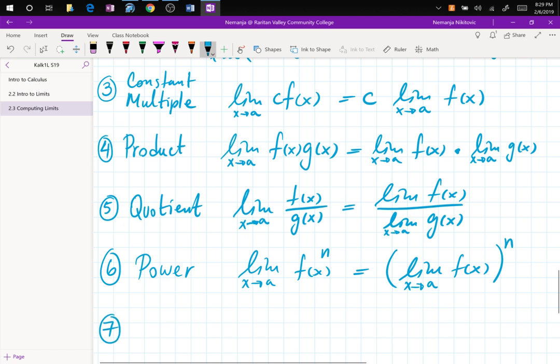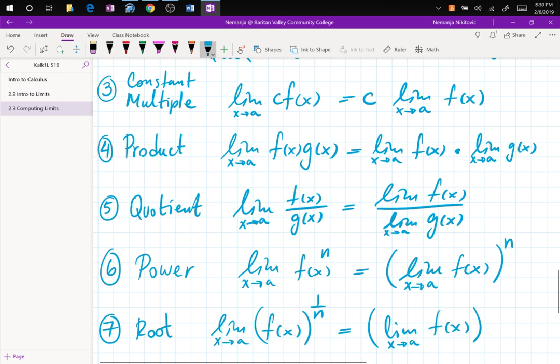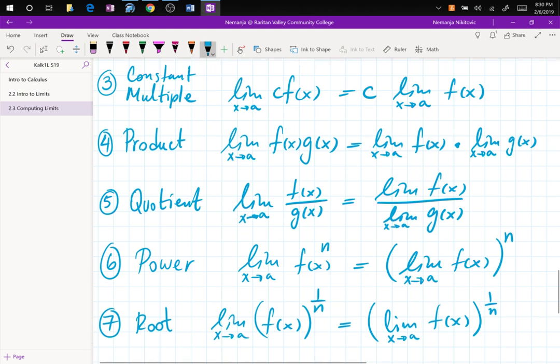Now I'm not sure why this is a separate line. They call it root. You can just put this m over n over here and be done. It takes everything under it. But they have a separate line for it, so what the hell. Raised to 1 over n is going to be the same thing as above. Limit as x goes to a of f of x to the 1 over n. So these are all the limit laws, and this is how you split or combine limits into one.